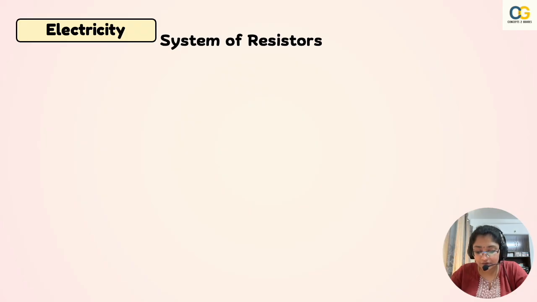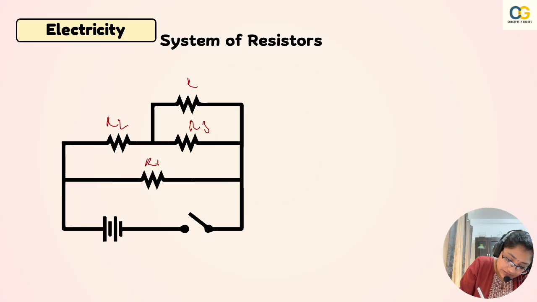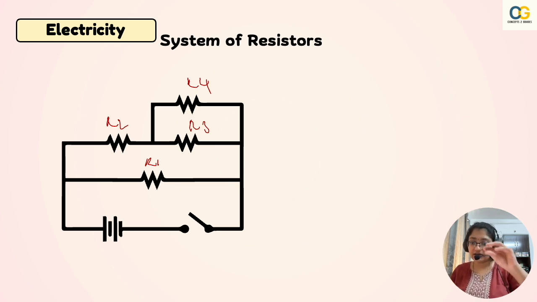So let us see how you determine in this circuit what is series and what is parallel. So first let me label them. Let me say this is R1, this is R2, this is R3, this is R4. The best trick to determine whether it is series or parallel is to go with the flow of current. If the current is dividing, it is parallel. If the current is not dividing, it is series. So how will the current flow from the positive terminal to the negative?